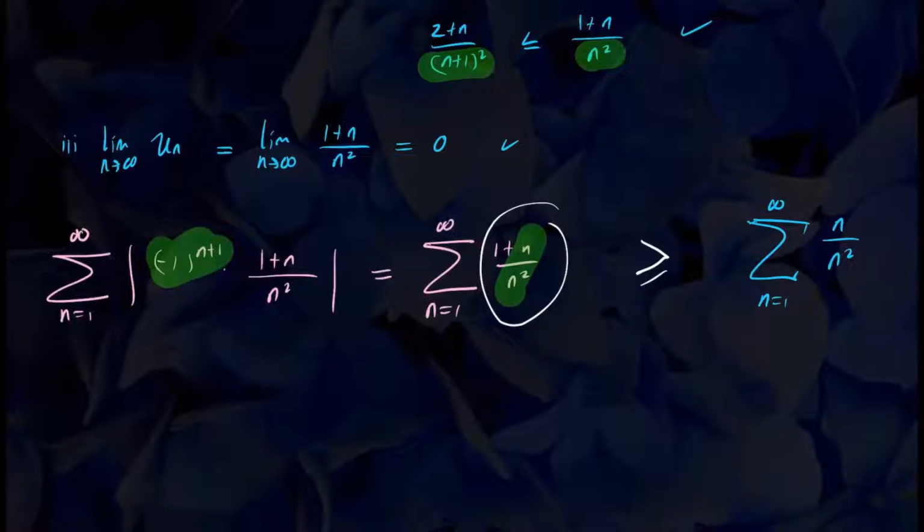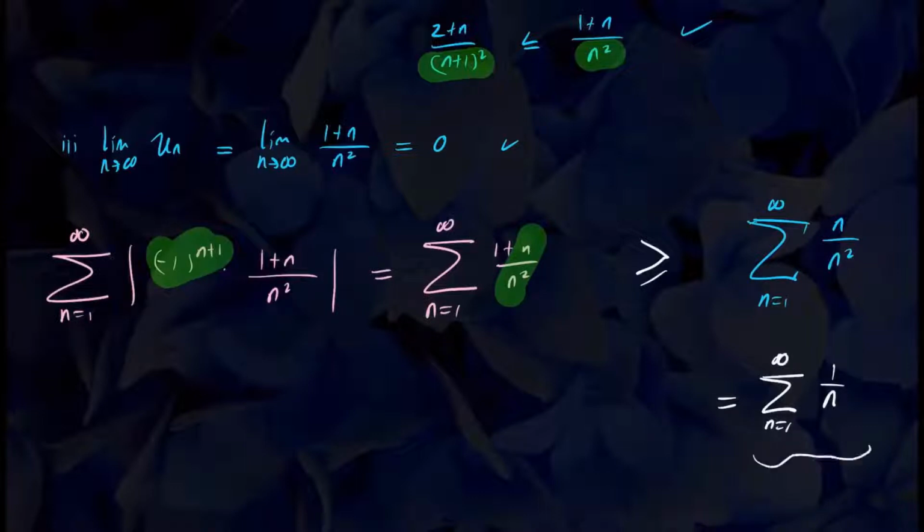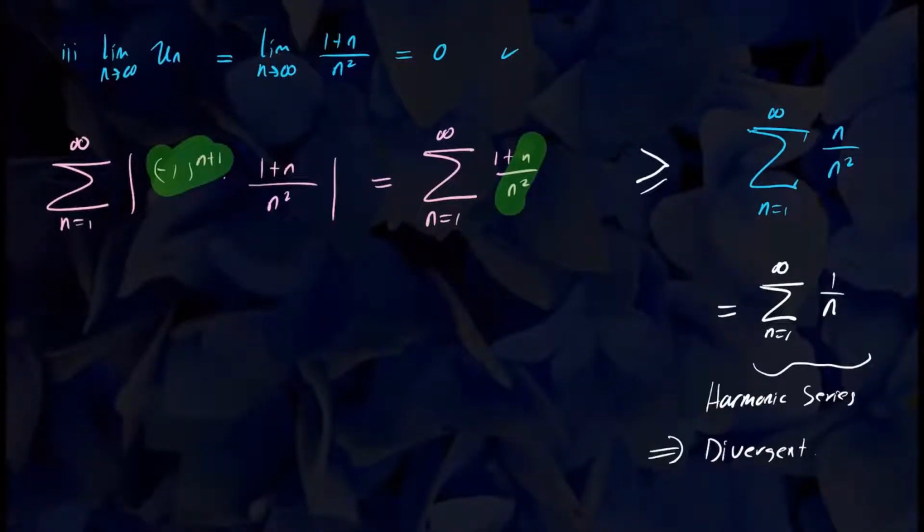Now, if you simplify n over n squared, that simplifies to 1 over n. So this is the sum from 1 to infinity of 1 over n. Now, what do we know about this series? This is a harmonic series. This is a famous harmonic series, and we know this diverges. So this one lies below the one we're looking at. So therefore, if whatever lies below diverges, then whatever lies above will also diverge. So that will make this series diverge.